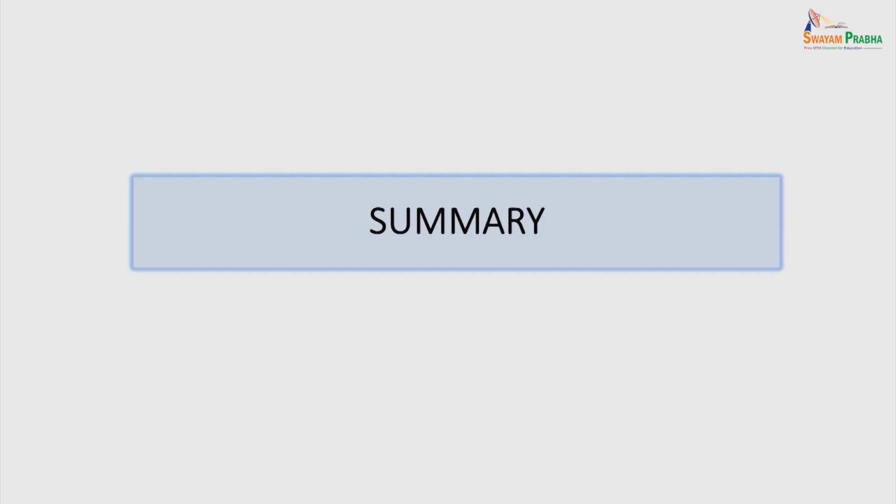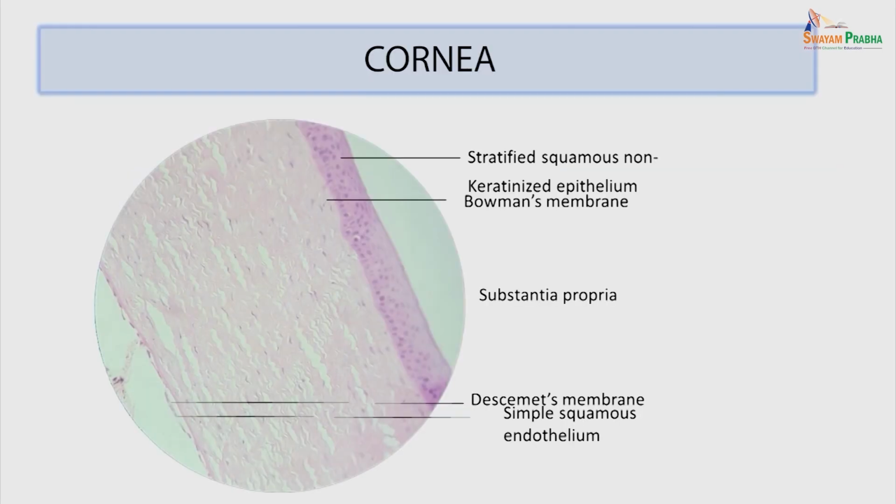We have seen the microscopic anatomy of the cornea and sclerocorneal junction. Now, I am going to summarize these two topics. Here you are seeing the microanatomy of the cornea, the microscopic appearance of the section of the cornea, which shows all the layers of the cornea.